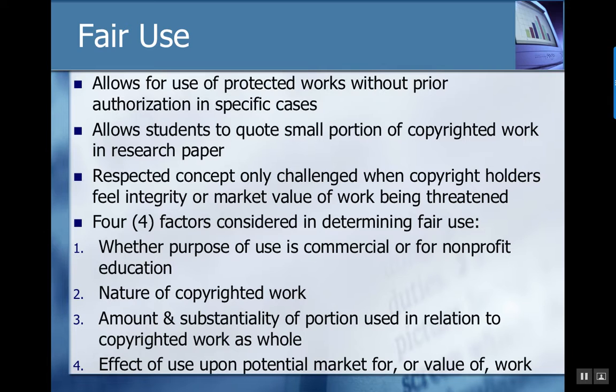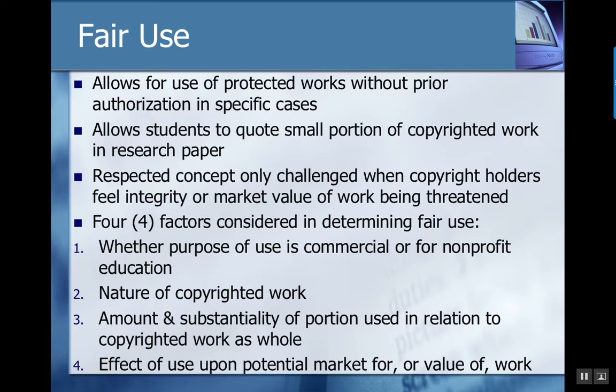Fair use is pretty well accepted. It becomes a legal issue when copyright holders feel like the market value is being threatened. There are 4 factors when you're looking at fair use. What is fair use? Number 1, whether the purpose of the use is commercial or nonprofit educational.